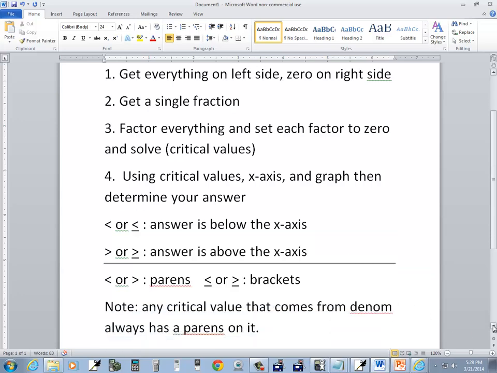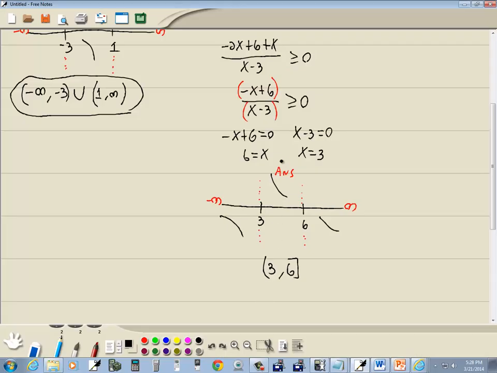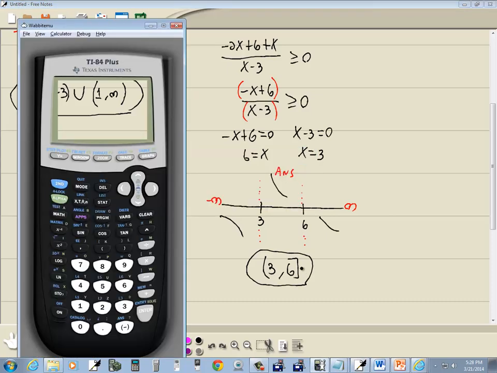Why did that change? Our note: any critical value that comes from the denominator always has a parentheses on it. This x minus 3, we set that equal to 0. That's what gave us x equals 3. That came from the denominator, so that one has to have parentheses on it. And that would be our answer. And that's using the TI-84 Plus to help solve rational inequalities.